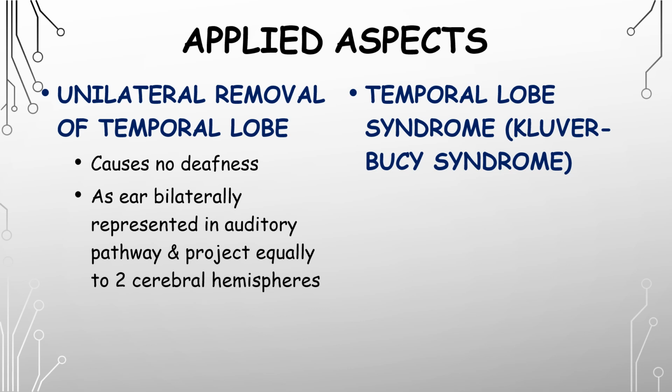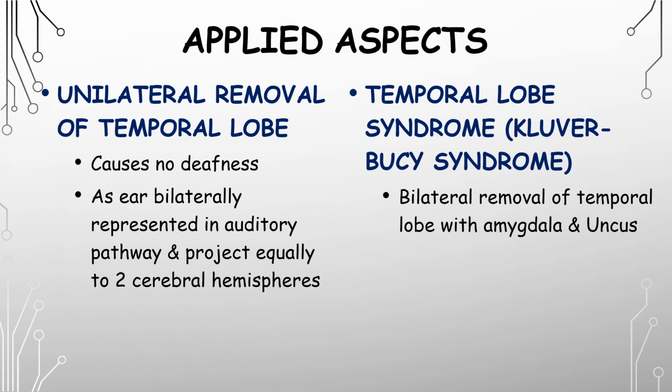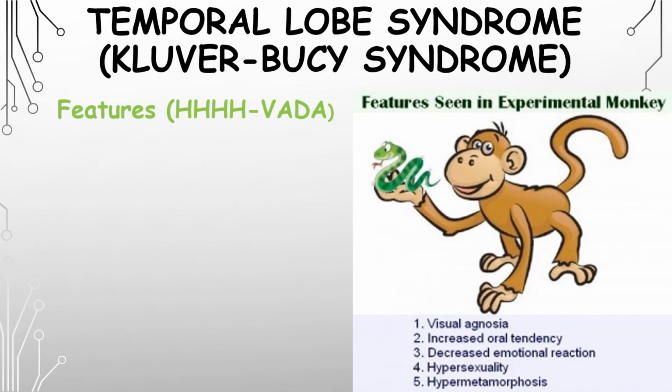So temporal lobe syndrome or the Kluver-Bucy syndrome. It is the bilateral removal of the temporal lobe with the amygdala and the uncus. It is produced in animals, particularly in monkeys, after the removal of the bilateral temporal lobe along with the amygdala and the uncus. So they have seen the following features.